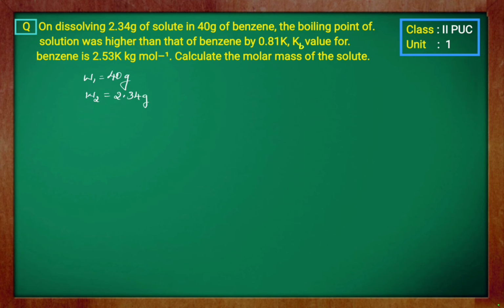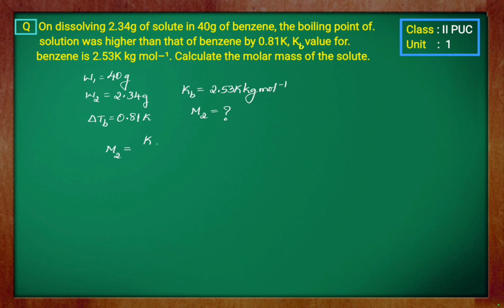So they told that boiling point of solution was higher than benzene by 0.81 Kelvin. Means we observe an increase in the boiling point, which is elevation in boiling point, represented as delta TB, which is equal to 0.81 Kelvin. So they have given us the value of Kb for benzene, which is 2.53 Kelvin kg per mole. And we need to calculate molar mass of this solute, that is M2. So we have the formula from the elevation in boiling point.